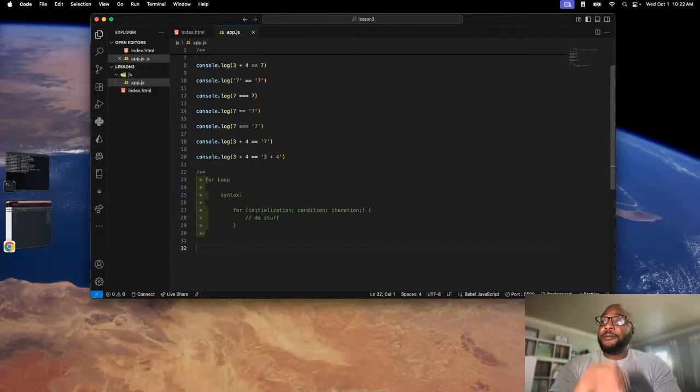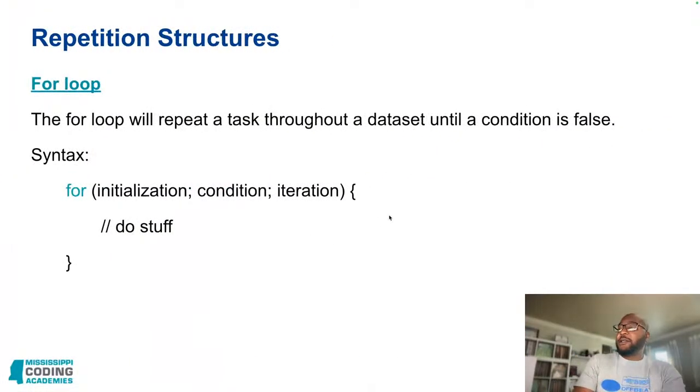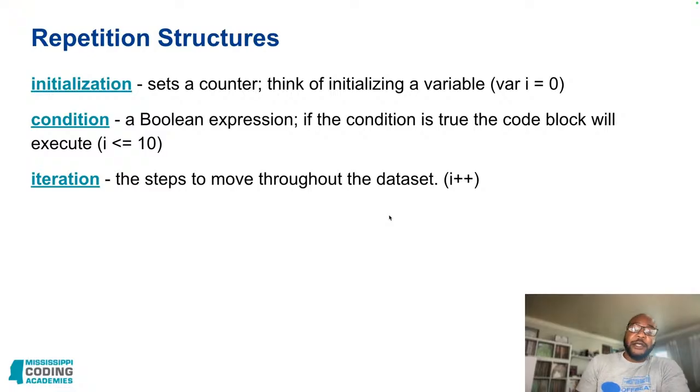Okay, so let's see what that looks like. Let's talk about this first. So with the initialization, what do we mean by that? What it does, it sets a counter. You can think of initializing a variable like saying var i gets 0. So what we're doing, we're setting up a counter with the initialization. In other words, we are initializing this loop, essentially saying, hey, loop, start here.